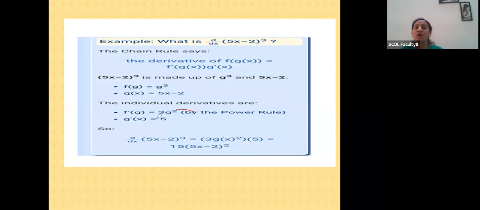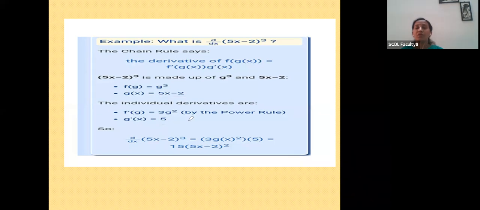The individual derivatives are: f dash g, using the power rule again, g cube gives 3g square. Next, 5x minus 2. We know that whenever there is a constant, like c is equal to 0, that is our first rule, we make its derivative 0. So instead of minus 2, we write 0. And when 5x is given, we represent it as only the number 5. So the derivative of 5x minus 2 is equal to 5.